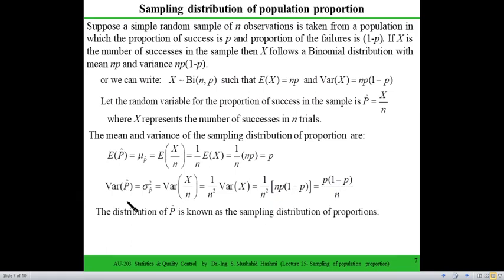So the distribution of the sample proportion p cap is called the sampling distribution of the proportions, just like when you have a random variable x and x bar represents the sampling mean. Here p cap represents the sampling distribution of the proportions. Once you know the variance, the standard deviation is just the square root of that variance. So if you take the square root, it will give you the standard deviation of the sample proportion.